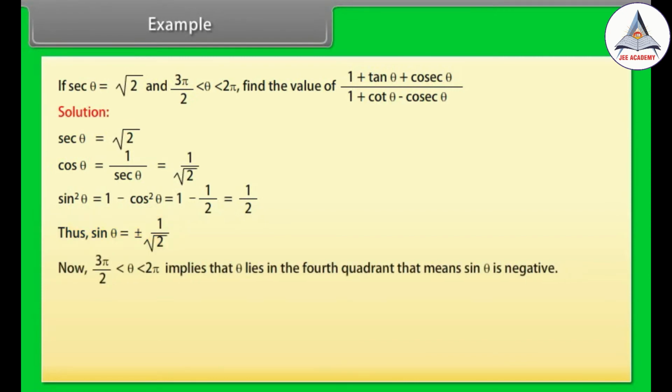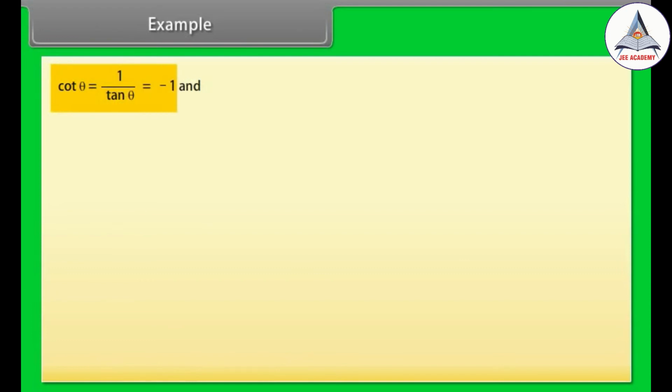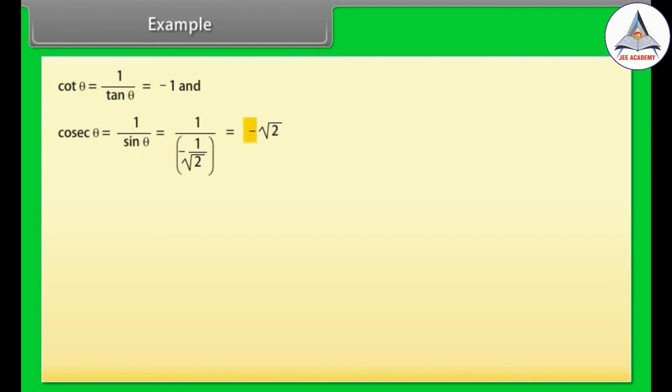Now, 3π/2 < θ < 2π implies that θ lies in the fourth quadrant. That means sin θ is negative. Sin θ = −1/√2. Tan θ = sin θ/cos θ = (−1/√2)/(1/√2) = −1. Cot θ = 1/tan θ = −1 and cosec θ = 1/sin θ = 1/(−1/√2) = −√2.